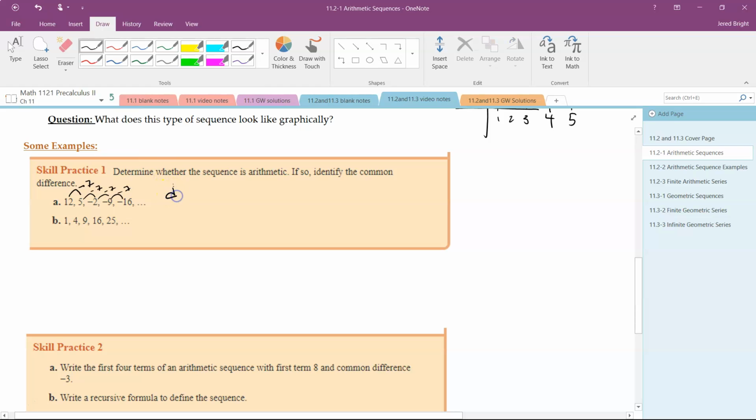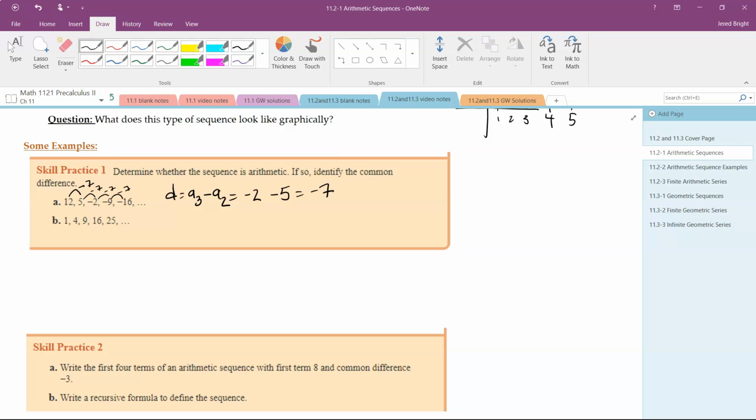Yes. And so if I look for d, I can compute that as, say, a3 minus a2, which is going to be minus 2 minus 5. Third term minus second term. And I get minus 7. And you can do this with any successive pair of terms and you'll get the same thing.